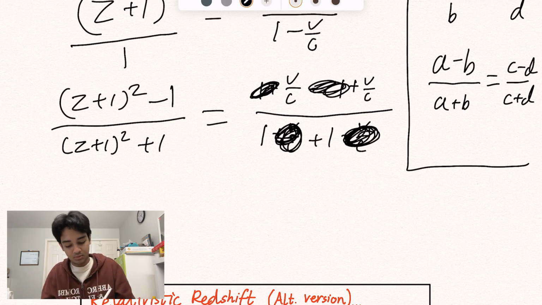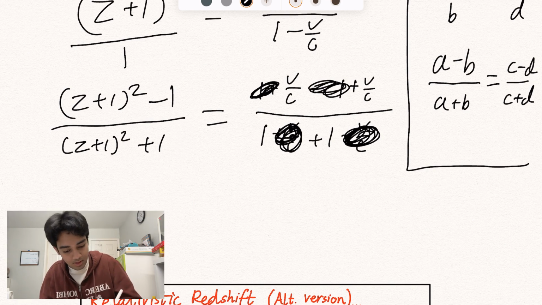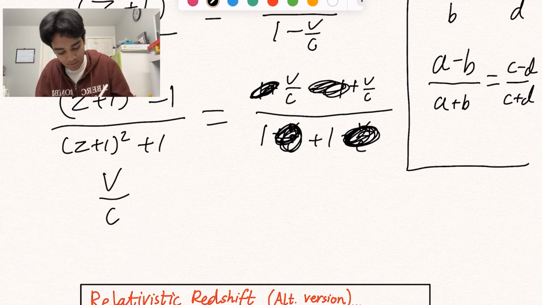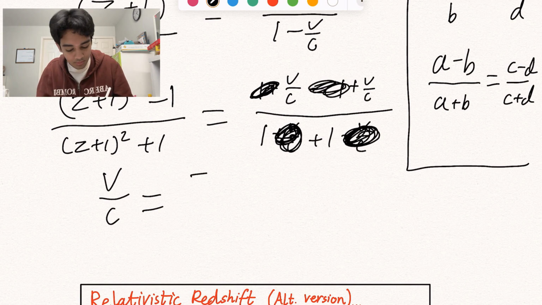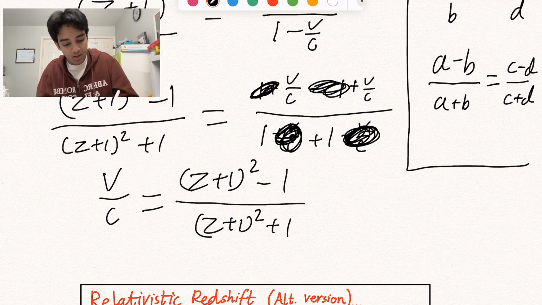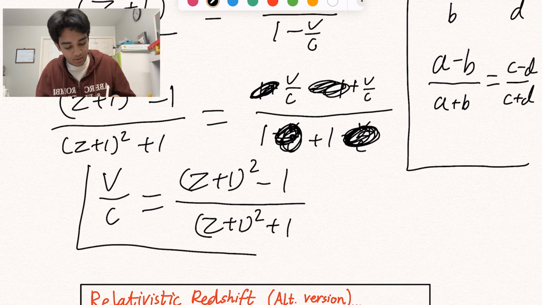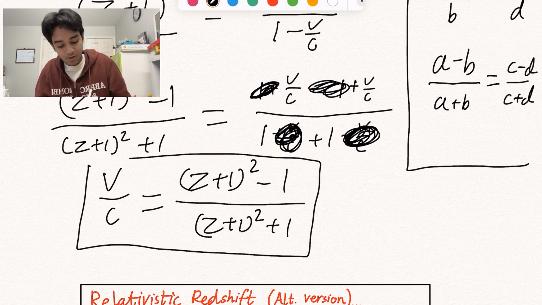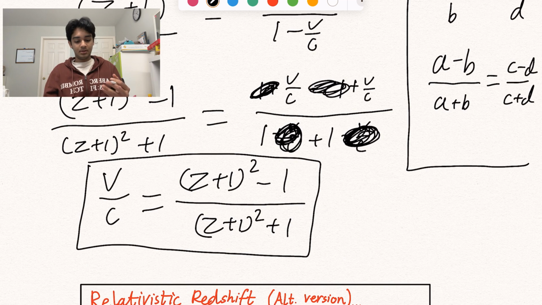So let's rewrite this. I'm going to switch the two sides. So v over c I'm going to put on this side. v over c equals ((z plus 1) squared minus 1) over ((z plus 1) squared plus 1). And this right here is the formula that you use when you're given z, the redshift, and you need to find the velocity.